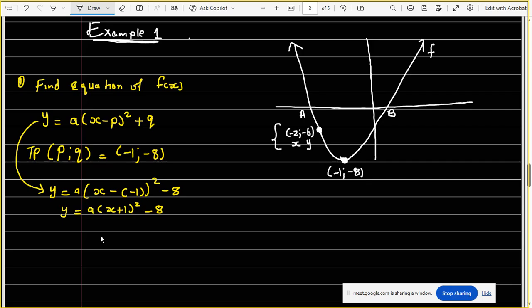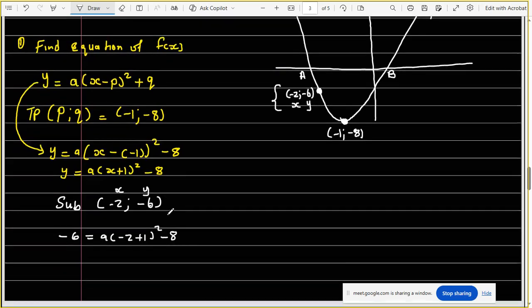We can say minus 6 is y, and minus 2 is x. Exactly. So we're going to sub in the values minus 2 and minus 6. This is your x, this is your y. On the equation, where there's y, you put minus 6, and where there's x, you put minus 2. Then you can start solving.